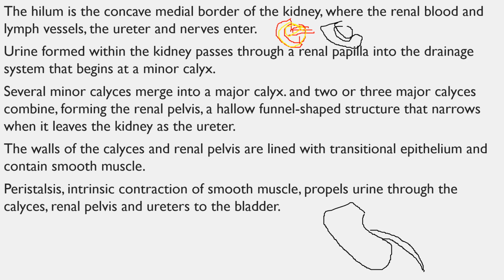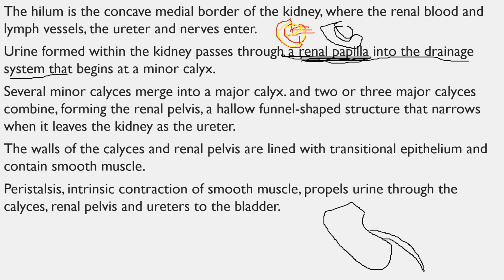So urine is formed within the kidney and passes through a renal papilla. This is the first part where the urine forms, like small drops. It's not like you will be feeling an urge to pee now and then. This fills very slowly, depending on how well your urinary system works, and also on how much fluid intake you have taken. So the renal papilla leads into the drainage system.